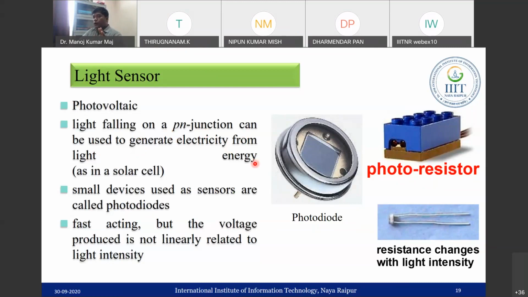Because its resistance can change, some current can flow. So it can generate some electricity from the light energy. That is, the current flows, so electricity is generated over here. Some of the small devices used as sensors are called photodiodes. So a photodiode is one kind of light sensor. It is fast acting, but the voltage produced is not linearly related to the light intensity. The problem is that we can't produce the voltage in a linear nature with the light sensitivity.